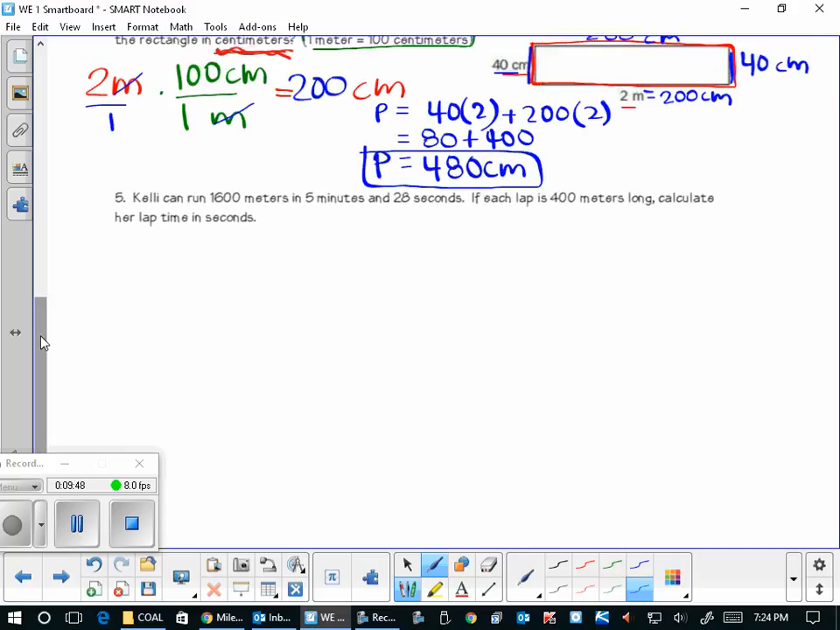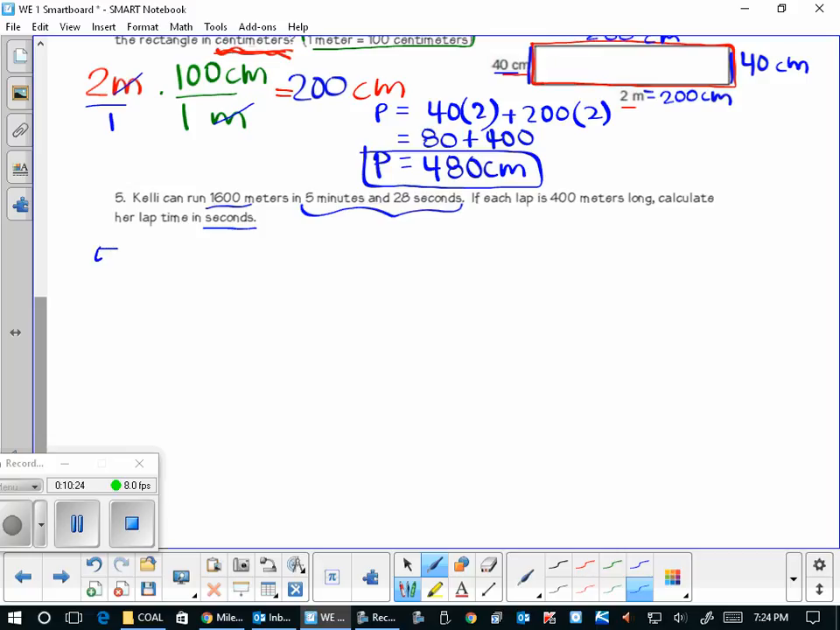All right, number 5. Kelly can run 1,600 meters in 5 minutes and 28 seconds. If each lap is 400 meters long, calculate her lap time in seconds. So this one's got a few parts to it, okay? Kelly's running this race. She's running 1,600 meters, and this is the time she runs it in. Well, let's talk about how much total time this is. We want it all in seconds, so can we convert 5 minutes and 28 seconds to all seconds?